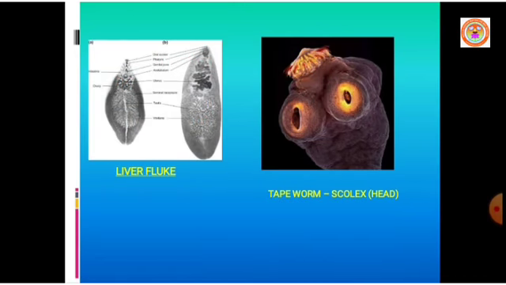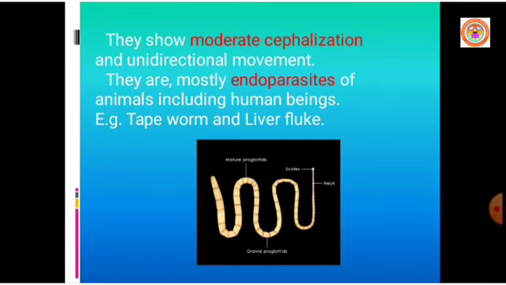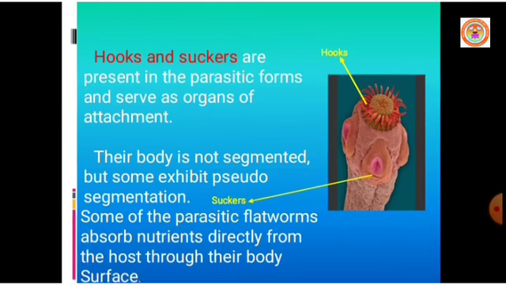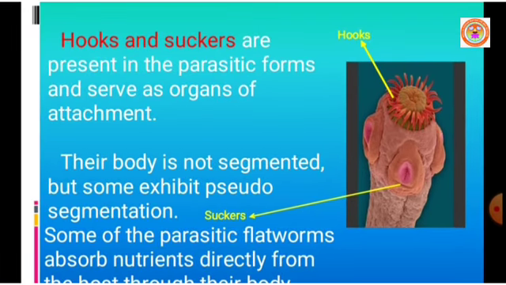You are seeing a liver fluke and a tapeworm, and the magnified picture of the tapeworm scolex, called the head. With the help of hooks and suckers, they attach to the intestinal tract of the host animal. Hooks and suckers are present in the parasitic forms and serve as organs for attachment. Can you note down?